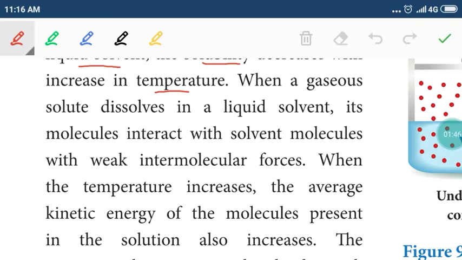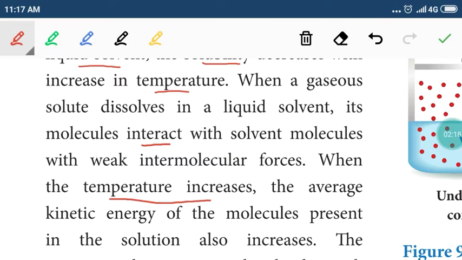When a gaseous solute is dissolved in liquid solvent, there will be an attraction between solute and solvent. We call it intermolecular forces of attraction. So there should be an interaction between the gaseous molecules and the solvent molecules. This will be a very weak force of interaction, like a dispersion force or van der Waals force. This interaction will be disturbed when temperature is increased.